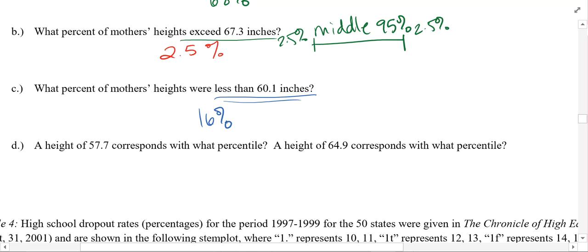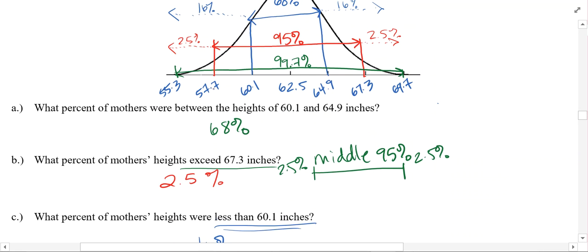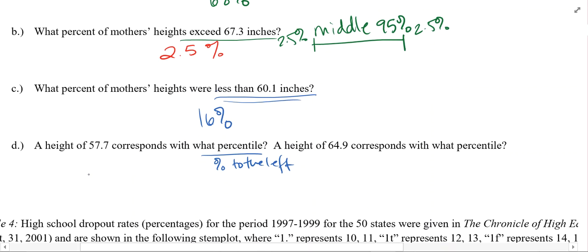All right, a height of 57.7 corresponds with what percentile? Remember the percentile is the percent to the left, lower than. If we find 57.7 up here, it's down here on the lower side. What percent is going to be the same as this or lower? This corresponds with that 2.5% that we found. So it's the 2.5th percentile. Percentile always means less than, to the left.